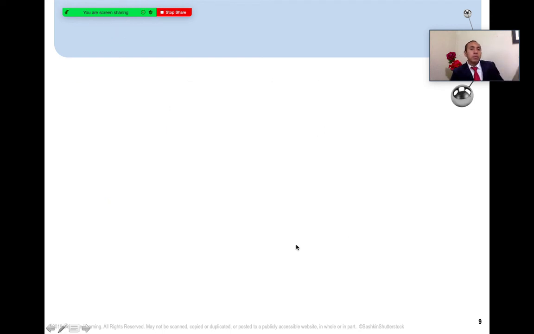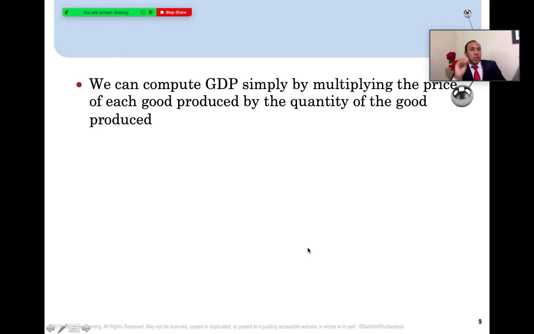Now, when computing GDP, we need to simply multiply the price of each good times quantity of the good produced. In the first analysis, we only had one price and the quantity of the total units produced. Sometimes we have multiple goods with different prices for that year. So you need to do each one and add them together to find the GDP for that year.